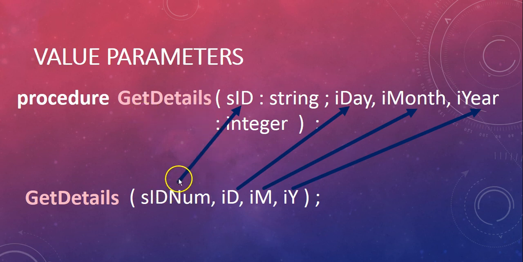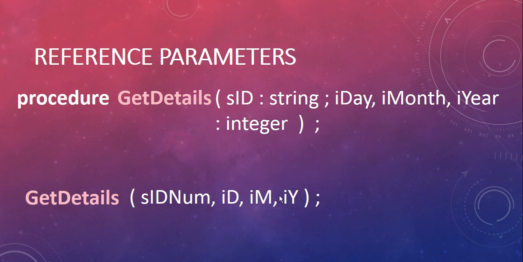The value is just being sent to the procedure. Nothing is coming back to the original program. If we change our day inside our procedure, that's not going to be reflected over here because it's one-way traffic. But we want to change our day so that RD changes, and our month so that RM changes. If that happens, then we're going to make use of reference parameters.